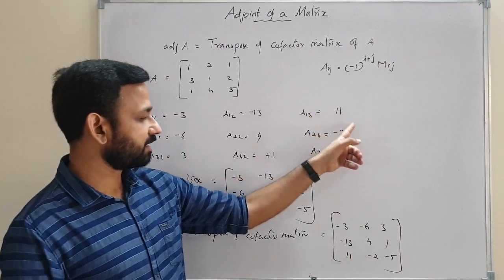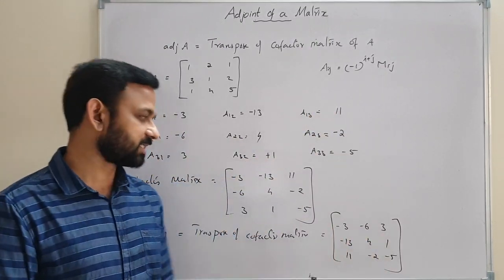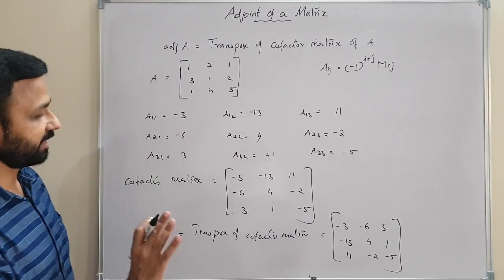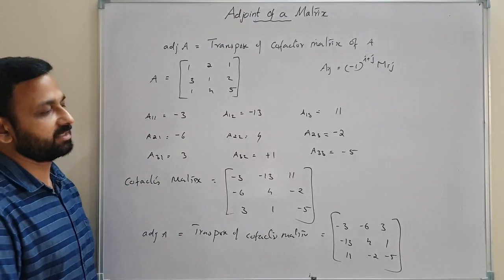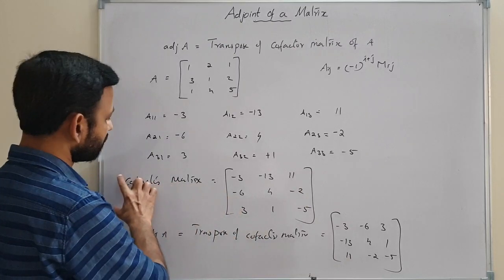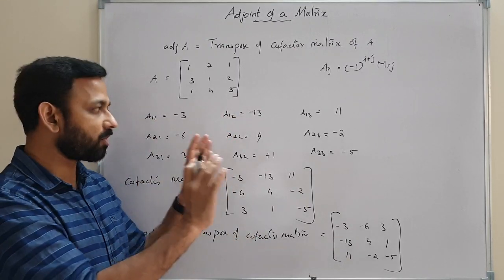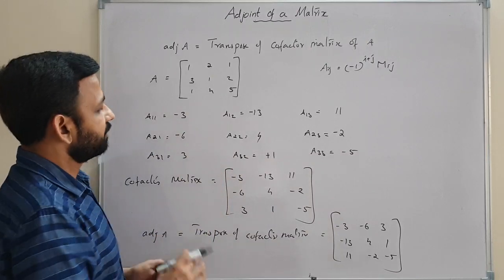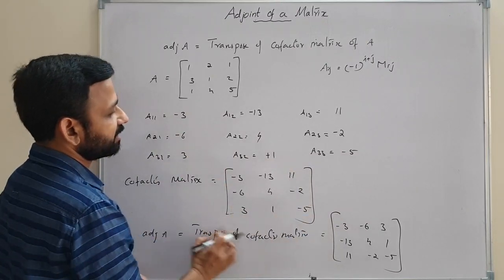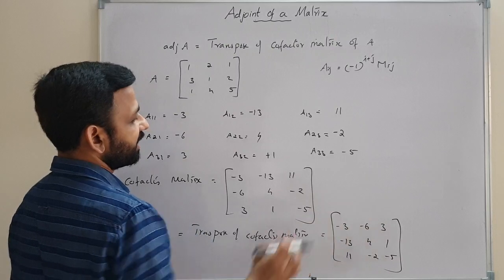If there are any corrections, then you need to make that correction. So adjoint A is the transpose of the cofactor matrix. If you are writing the cofactors in proper order, then without writing this step, we can write adjoint A directly.